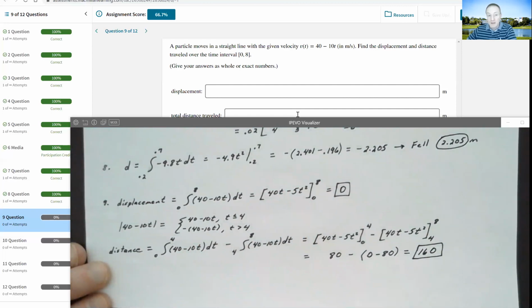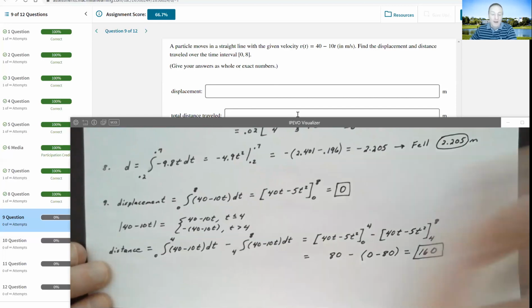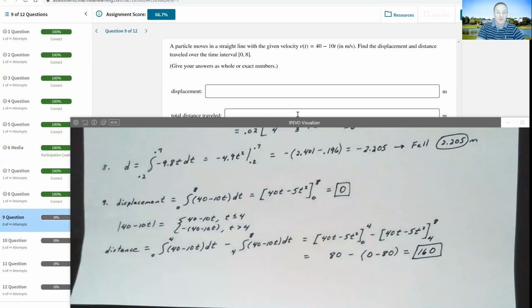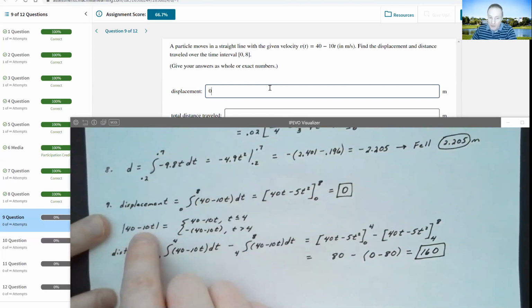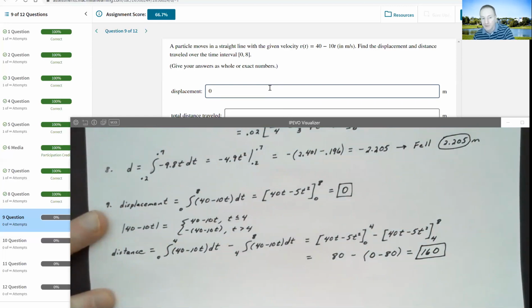So that's making you think that, well, then the particle didn't even move in that region. And that's not true. It certainly did move, but whatever forward movement it had, it had as much backwards movement, and its ending point was the same as its beginning point, thus its displacement was 0. Now, the total distance traveled, I have to think about every movement as a positive movement. So I need to think about what the absolute value of 40 minus 10t is. And what I did for that is I just set 40 minus 10t equal to 0 in my head, and I said, well, that's going to equal 0 when t is equal to 4.